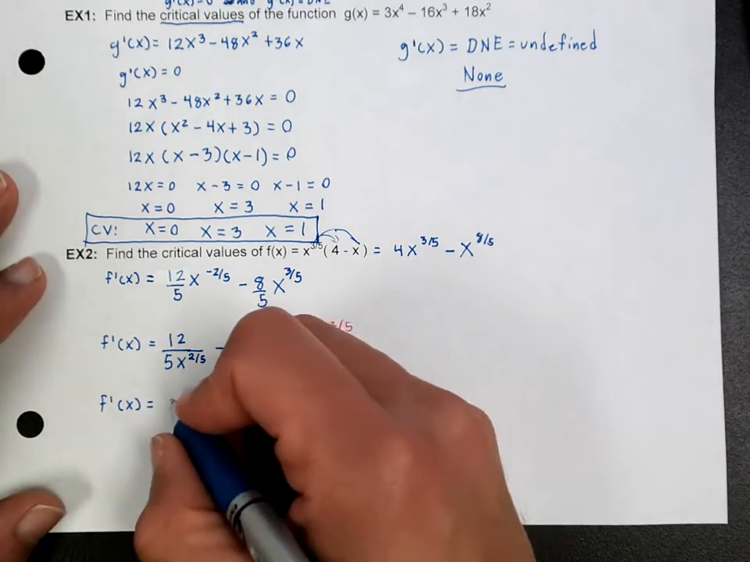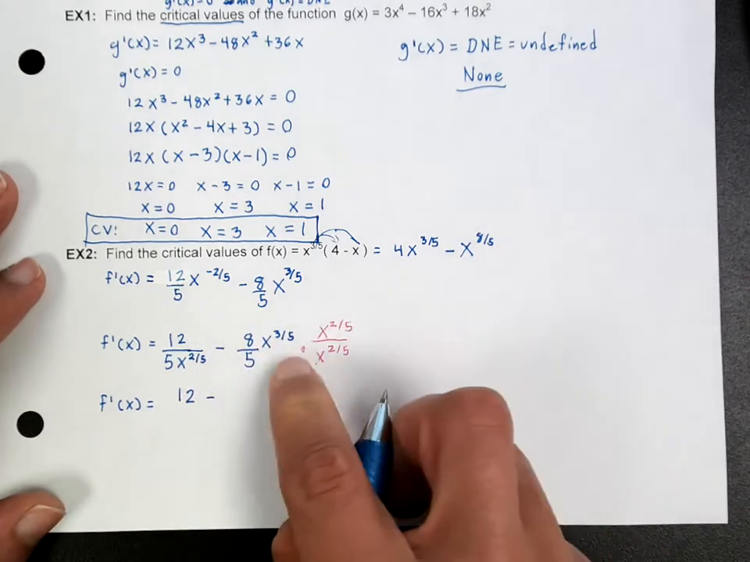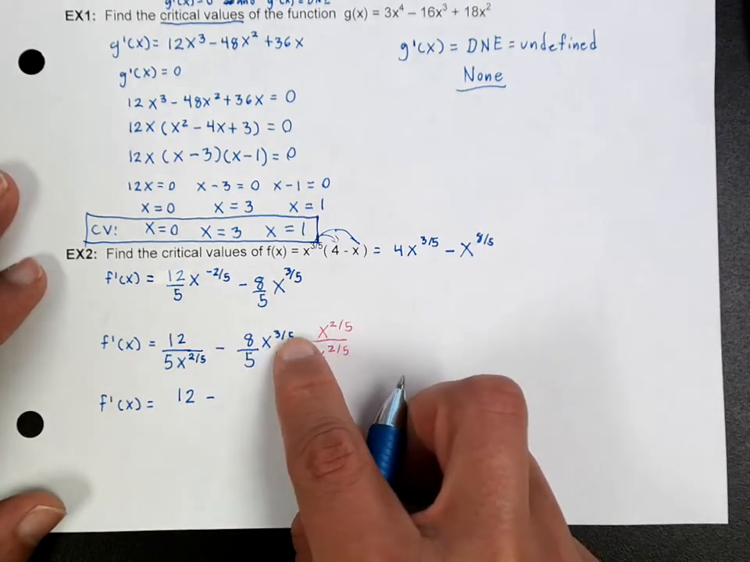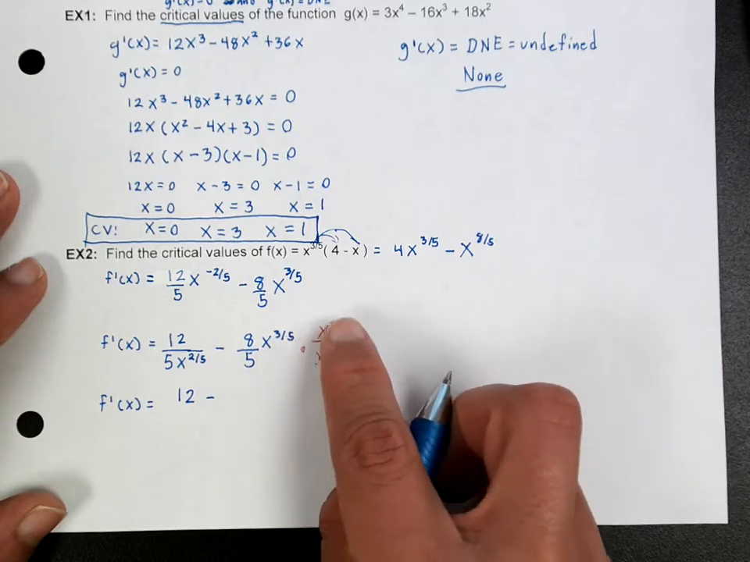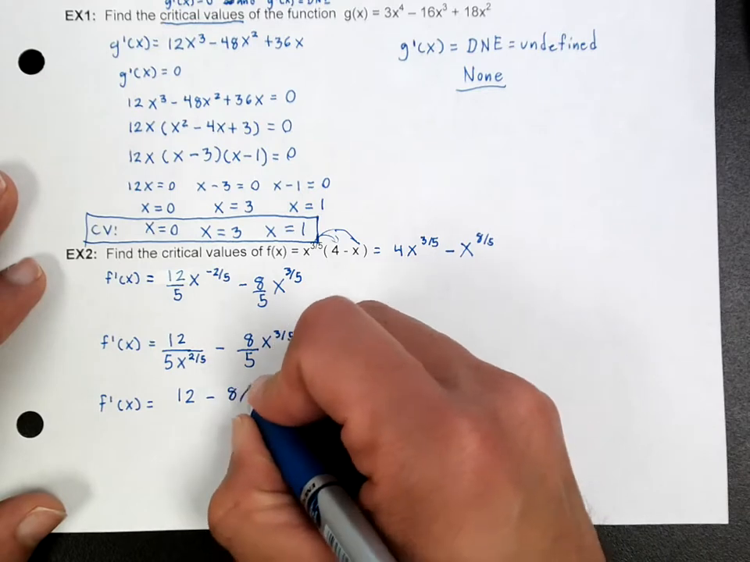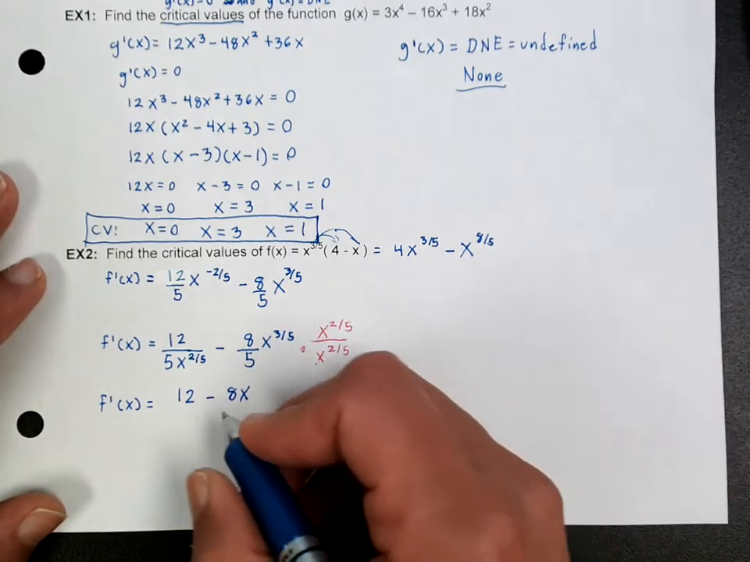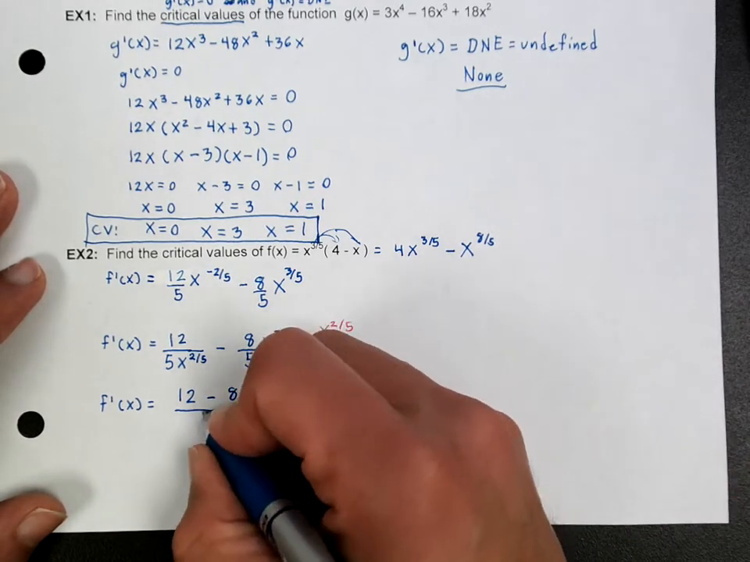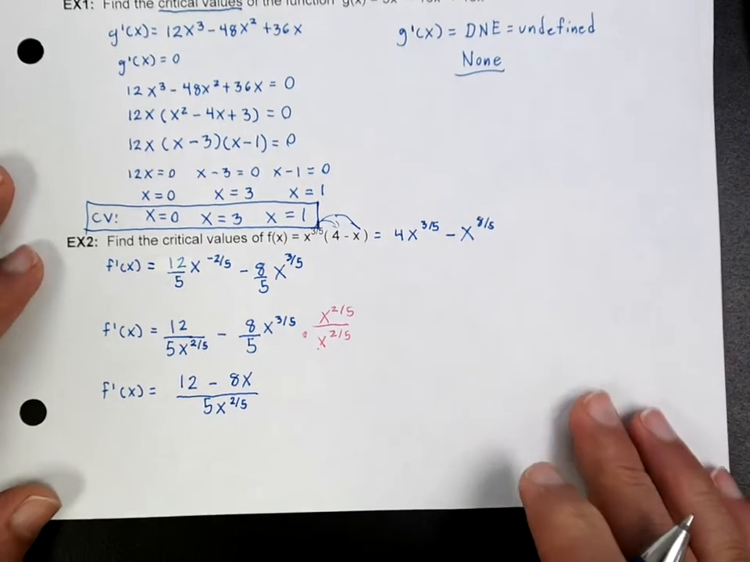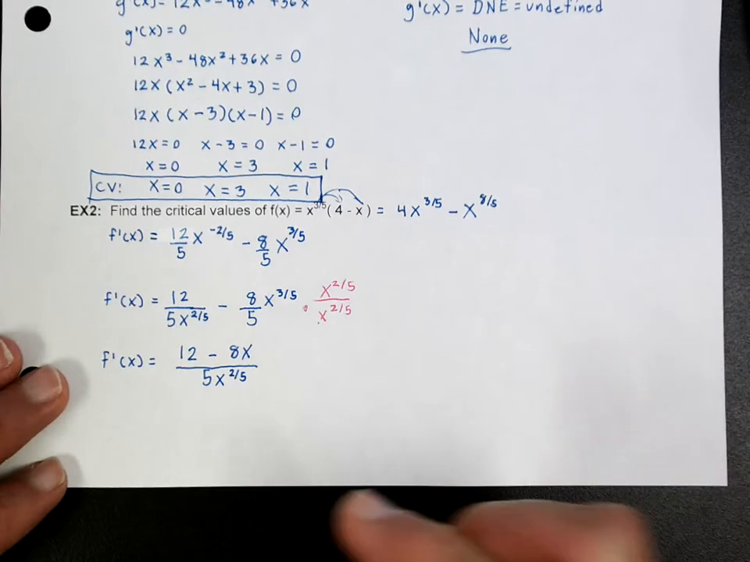let's see, that's going to give me 12 minus, if I multiply x to the 3/5 times x to the 2/5, remember I add the exponents, right? So 3/5 plus 2/5, well, that's 1. So this is going to be 8x to the first power, but I'm not going to write the first power, over the common denominator, which is now 5x to the 2/5. Alright, so that's just the derivative. Now I have to set the derivative equal to 0.